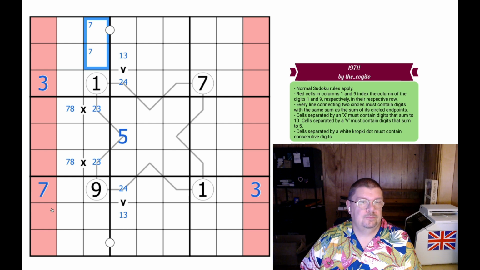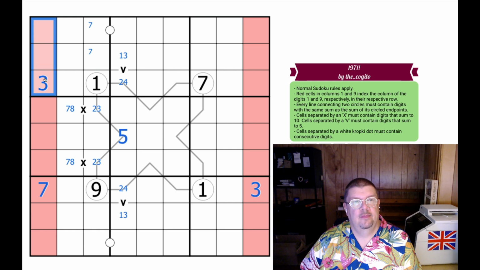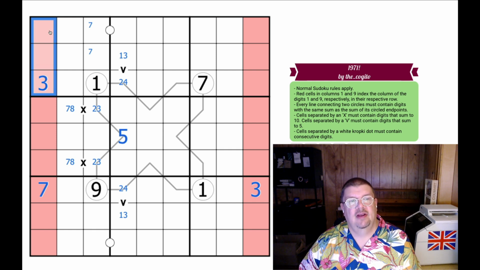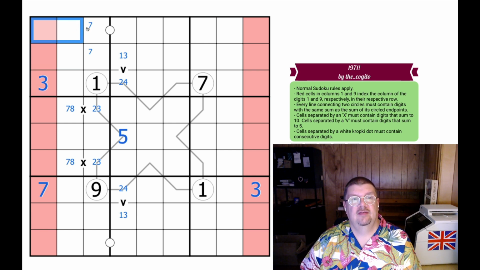But what I think is perhaps a little more important, in these indexing columns, in each box, I have to have one digit which is low, one digit which is medium, and one digit which is high. So one from 1, 2, 3, one from 4, 5, 6, and one from 7, 8, 9. And the reason for that is that I have to distribute the ones into the 3 boxes. I can't have 2 ones in the same box.